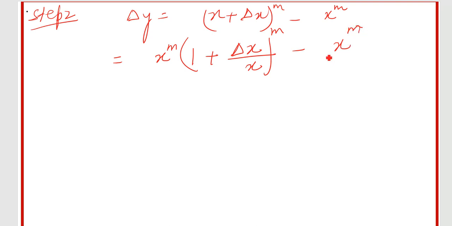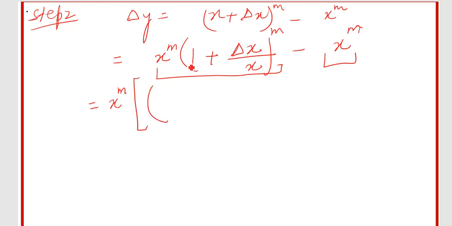Now we will consider this as one term and this complete part as another term. In both terms you can see we have x^m. That is why I have taken x^m as common. So now we will take x^m as common between these two terms. Here we have (1 plus delta x over x) whole power m minus, we have taken this as common, so only 1 is left.